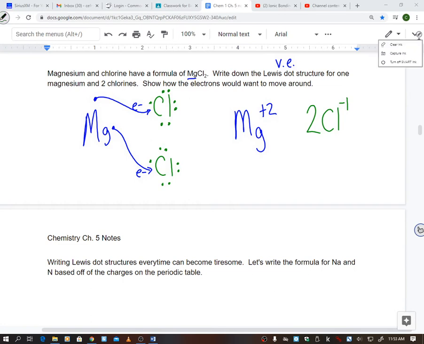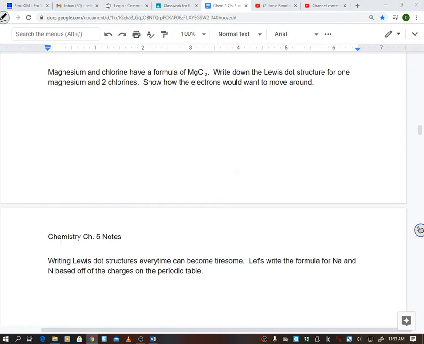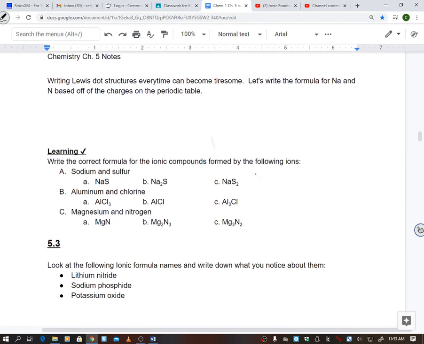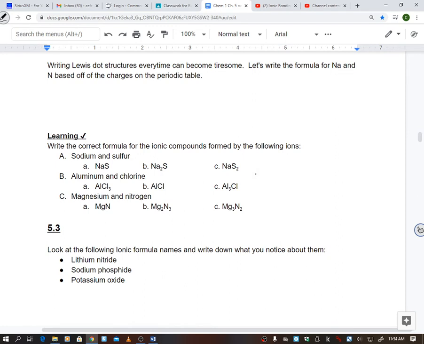All right, let's clear the ink. Let's do one more here. All right, writing Lewis dot structures every time can become tiresome. Let's write the formula for Na and nitrogen based off of the charges on the periodic table.